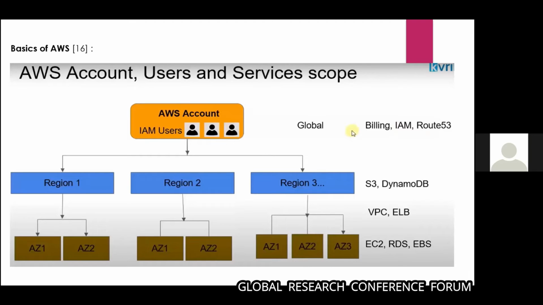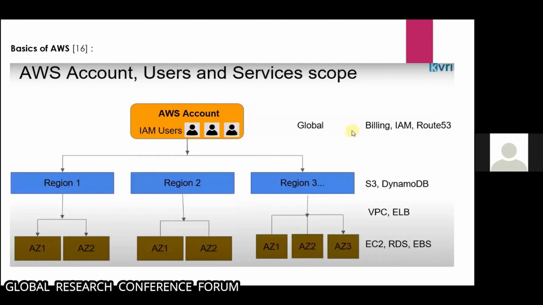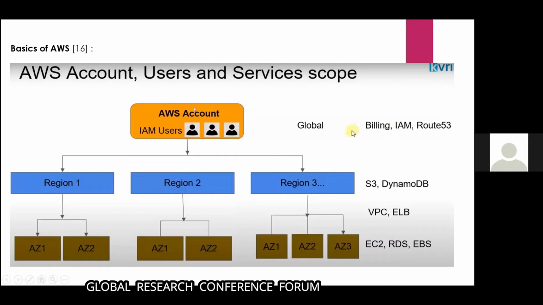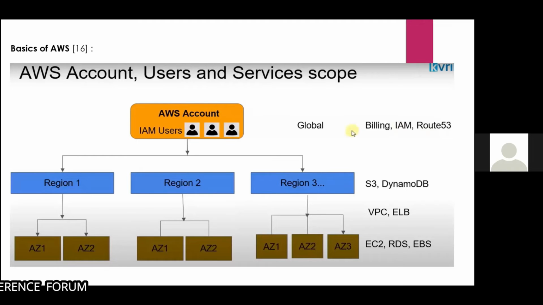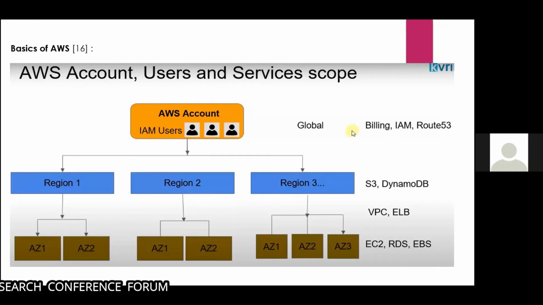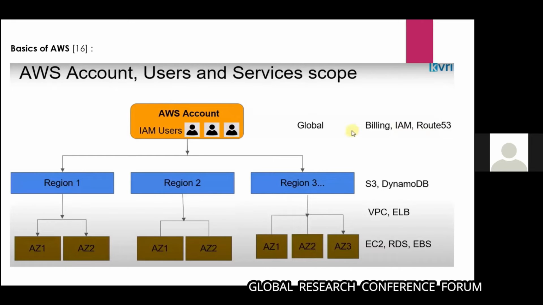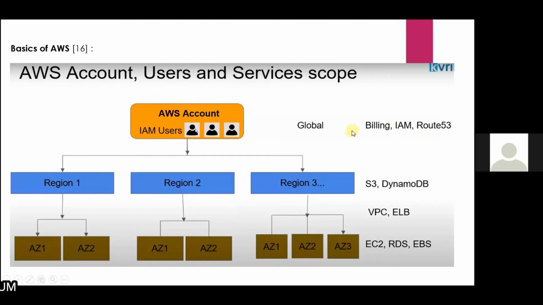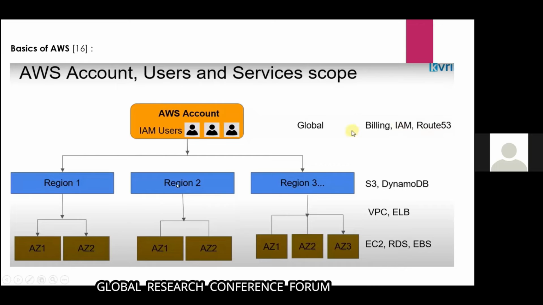So, the basics of AWS, Amazon Web Services: it has an AWS account, users, and services. The account is at the global level. We have the account for billing, for IAM, that is Identity and Access Management, and for Route 53, which is nothing but DNS, the Domain Name Service, a smart system of AWS. Then that account will have IAM users, and it will be given to different regions.